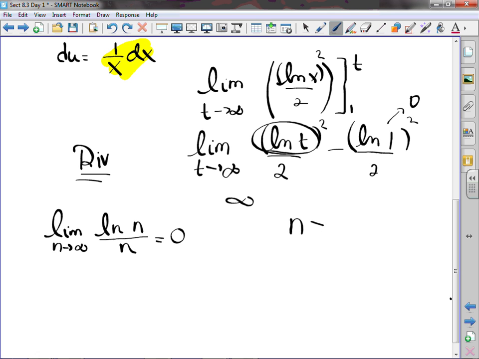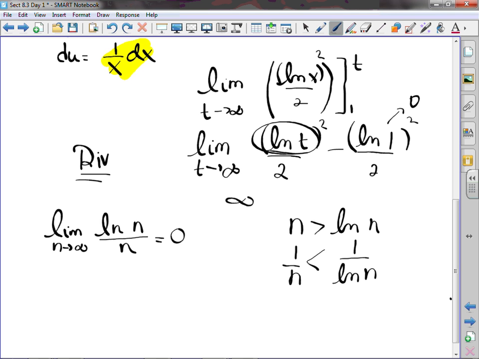Yes, n is larger than natural log of n. Then what happens if I do a reciprocal? What happens to the inequality symbol? Do you know? It switches. You're going to see these. I'm telling you, you're going to see them.